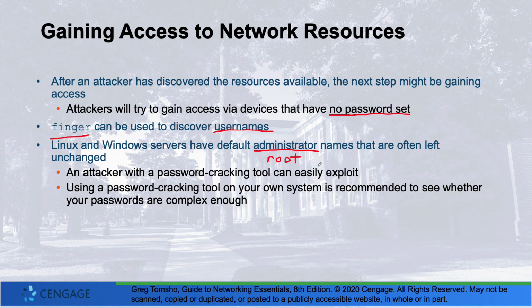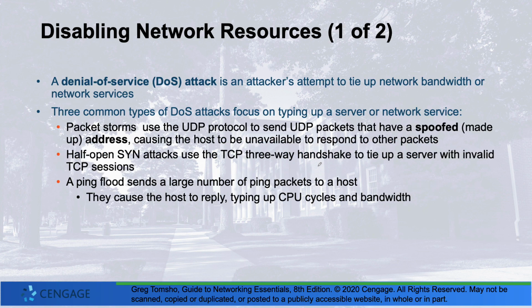All right. A denial of service attack is an attack on a user's accessibility. So a denial of service or DoS attack overwhelms or ties up your network bandwidth so your legitimate customers cannot get on your network. Three common types of denial of service attacks are packet storms, where I'm just inundating you with UDP traffic. They typically spoof their source address so you can't tell who sent it. It just overwhelms your internet connection with traffic.